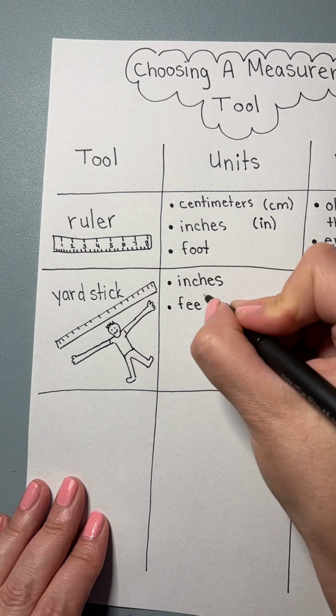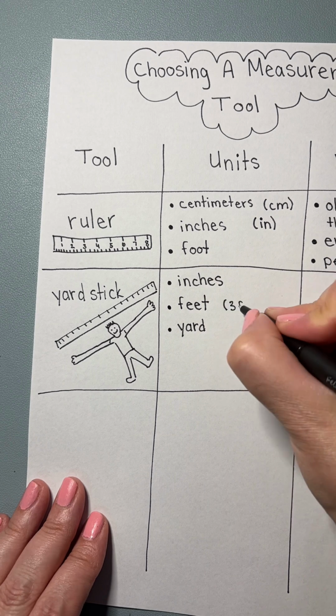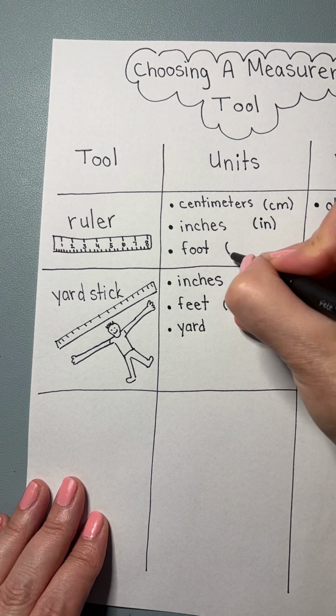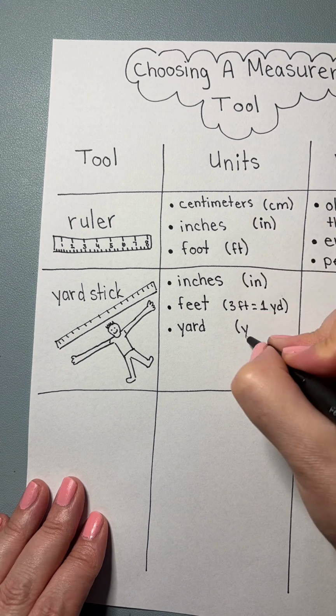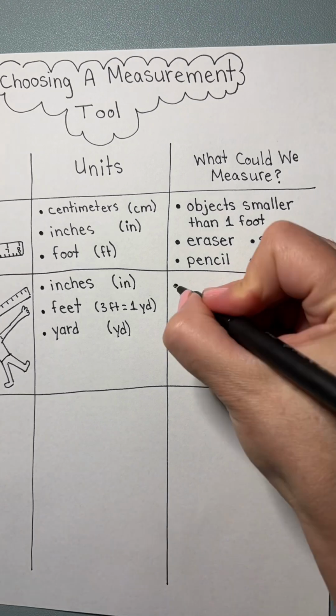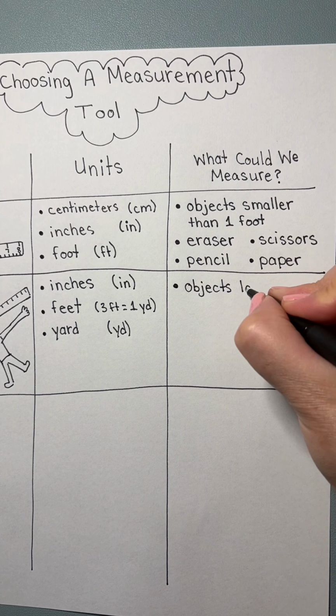So, what kind of units of measurement can you find in a yardstick? Well, you can use inches, which the abbreviation for inches is IN. Feet, the abbreviation for feet is FT. And then yard, and the abbreviation for yard is YD.